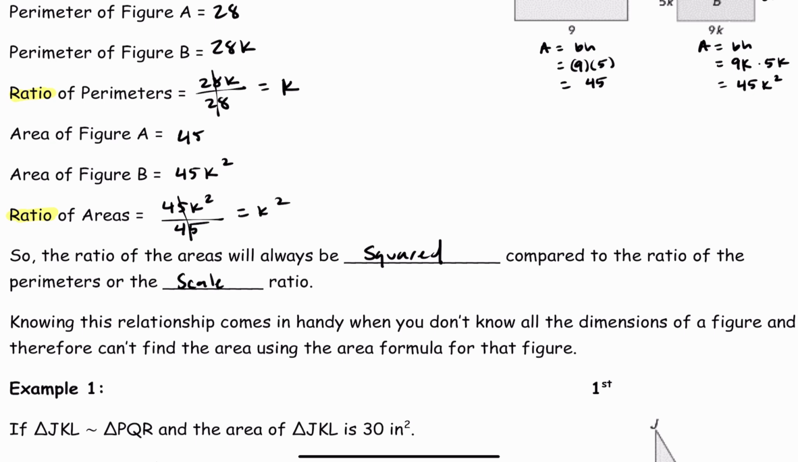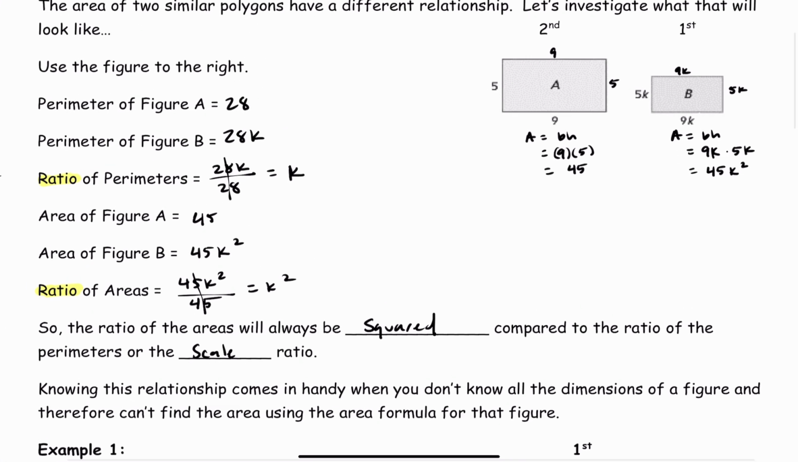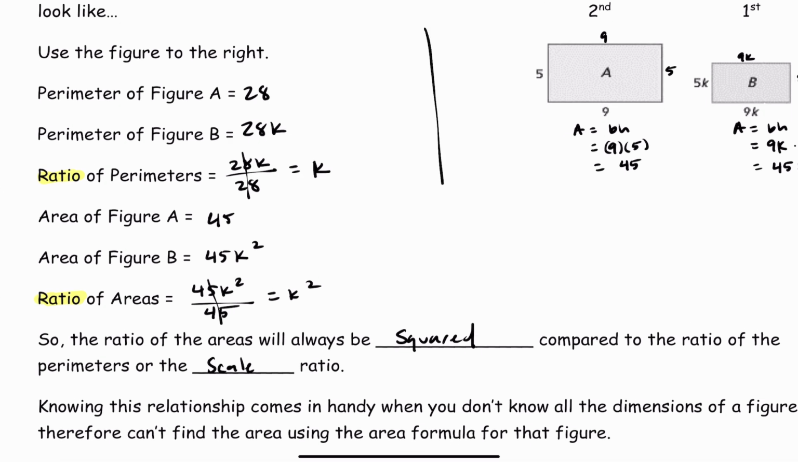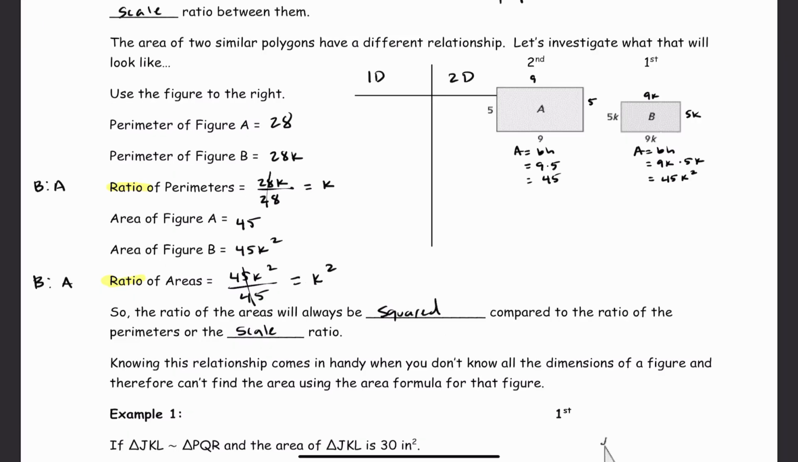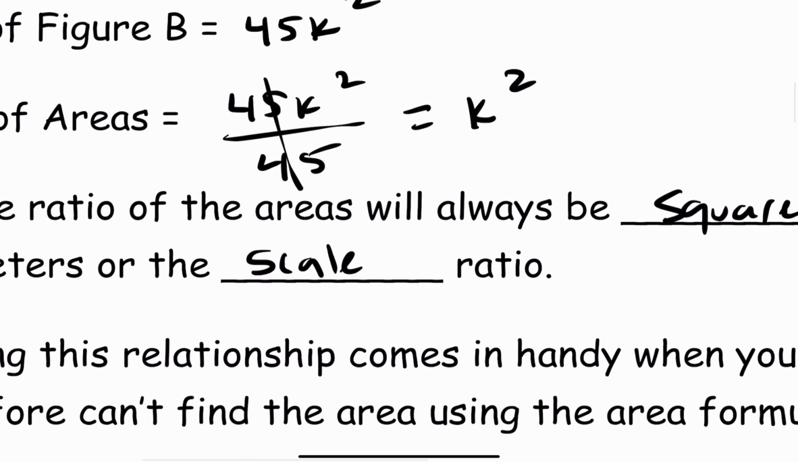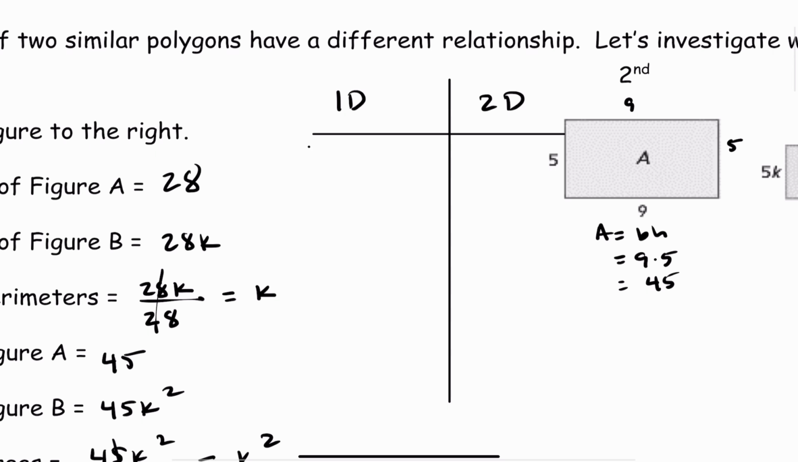Okay? So we've talked about this stuff since the beginning of the school year, right? So I'm going to draw a little chart on my paper, and we're going to list out the one-dimensional objects and the two-dimensional objects that we know and love. The first thing I want to make sure I put on paper is the scale ratio. The scale ratio will always be one-dimensional, okay?